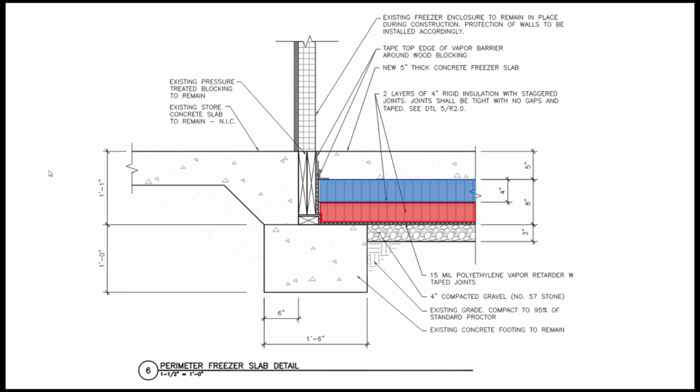Along the perimeter of the freezer slab, there was existing double 2x12 blocking, and we had our vapor retarder turn up on that and be taped along the edge. This detail here just shows that section that we included in our drawing.